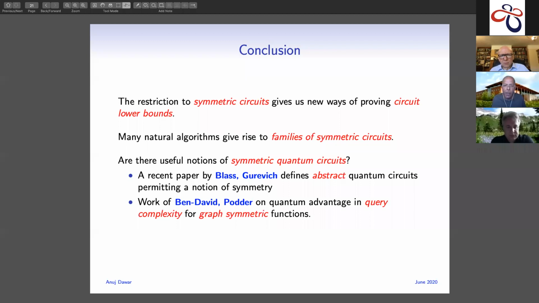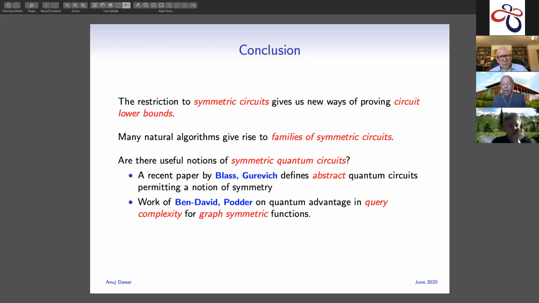Maybe more closely, I saw another recent paper, about six months ago, by Ben-David and Potter, who look at query complexity for graph symmetric functions. So they're again looking at Boolean functions which are invariant under symmetries, exactly the ones I described. If you think of the input as a graph, with permutations of the vertices, they look at the query complexity of determining such a function, and they show that under certain assumptions, you can't get exponential quantum advantage using quantum circuits. So I think this is another interesting point of connection.